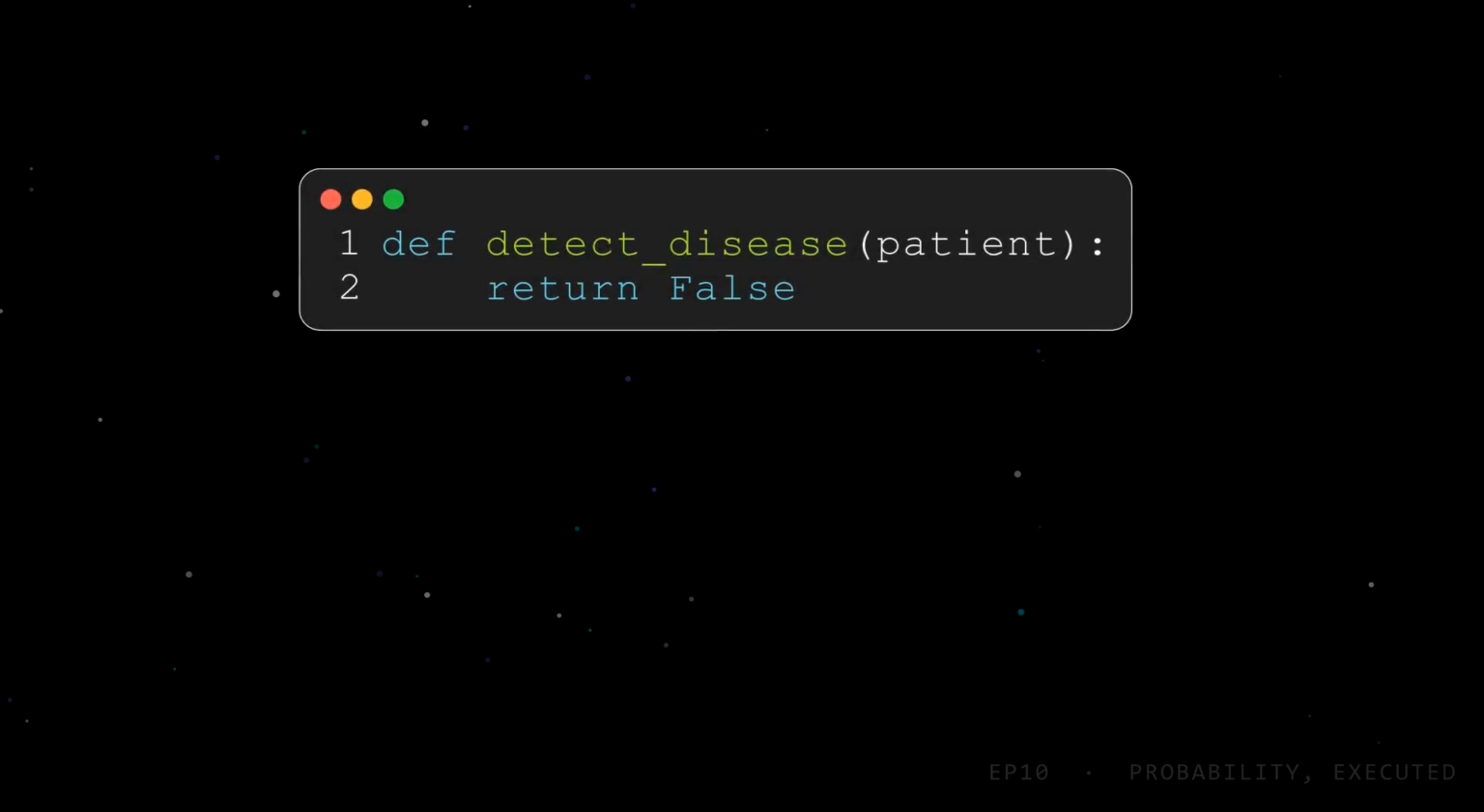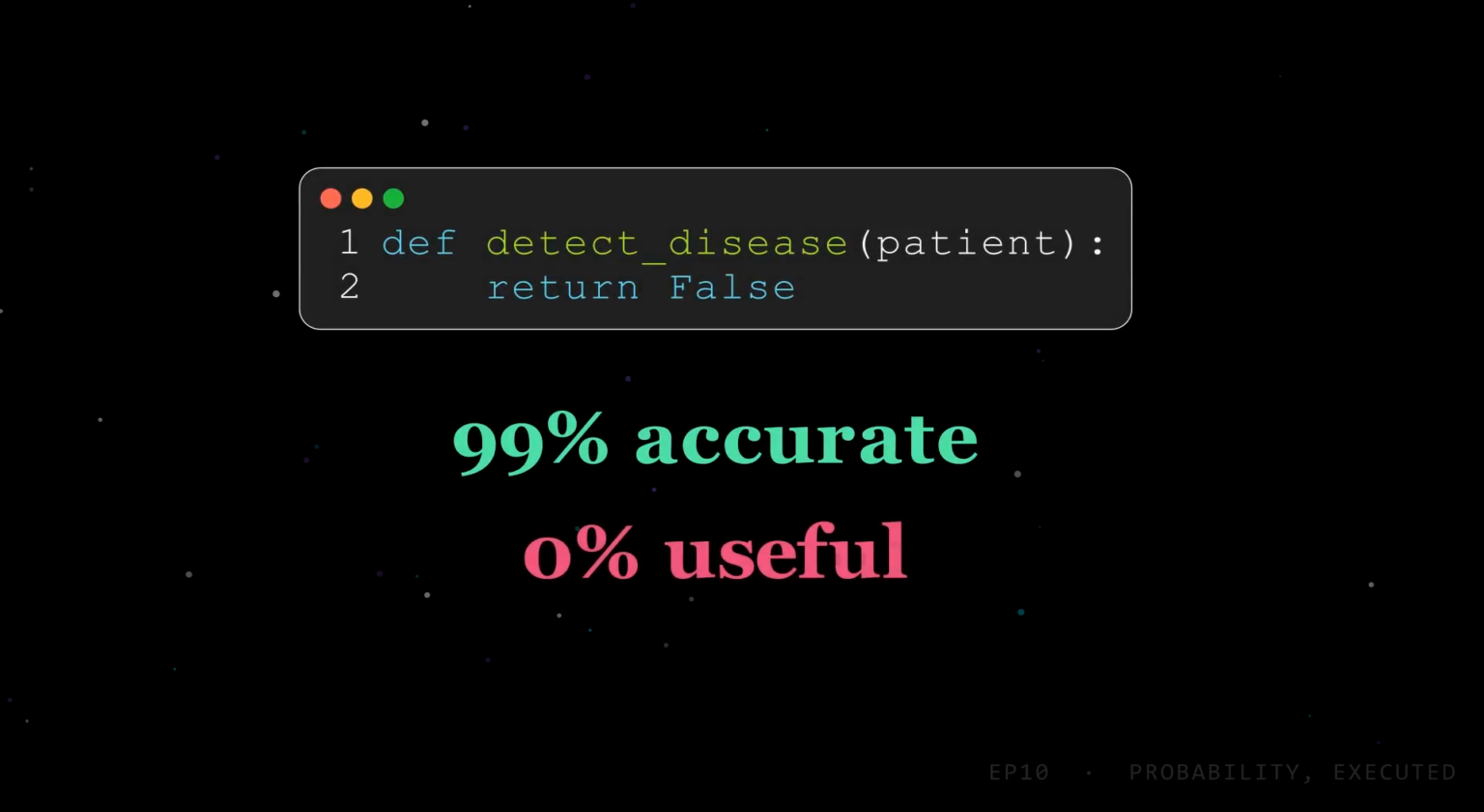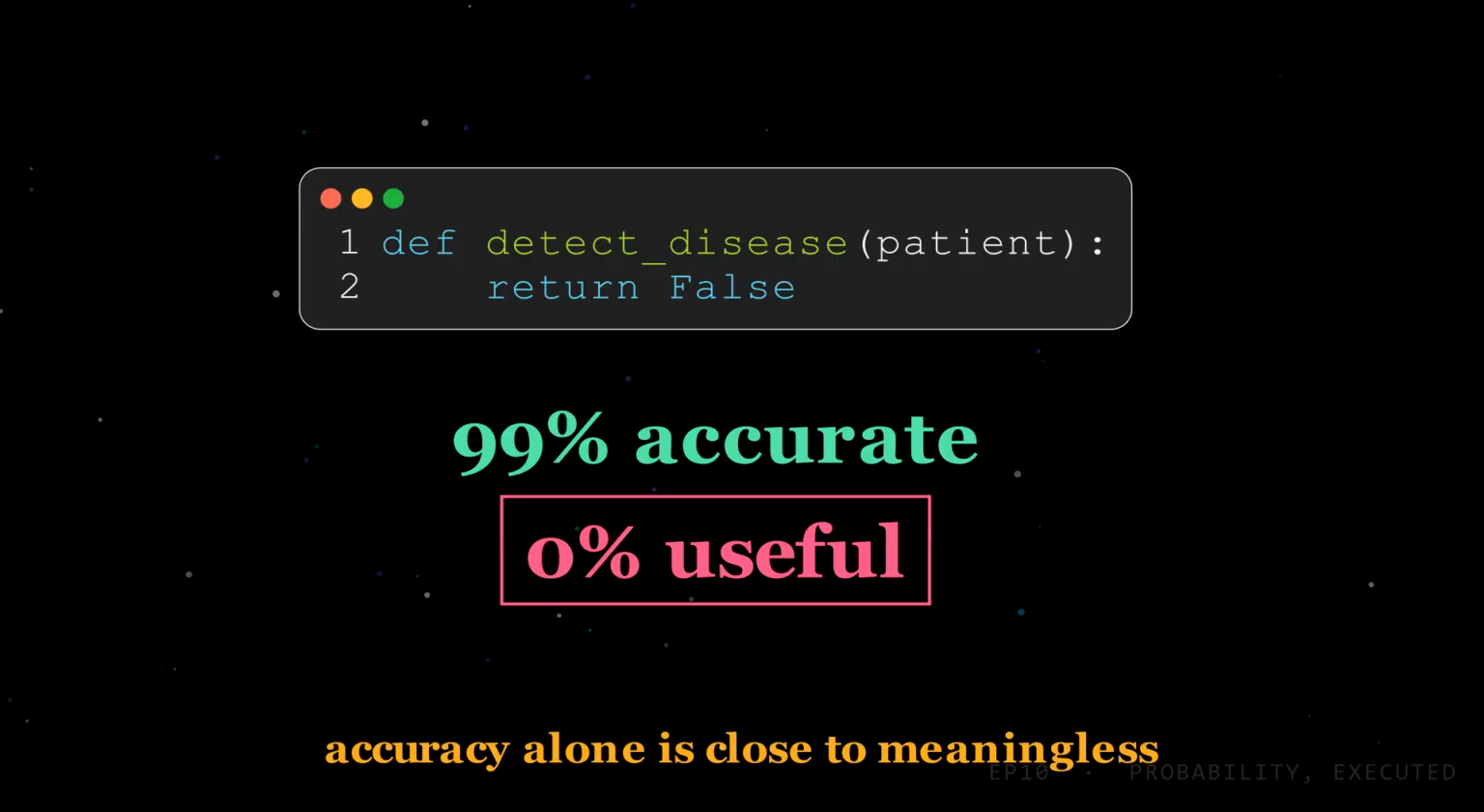I have a model that detects a rare disease with 99% accuracy. That sounds excellent. Here is the model. Return false. That's it. It says nobody is ill, ever. And because the disease affects one person in 100, it is correct 99 times out of 100.